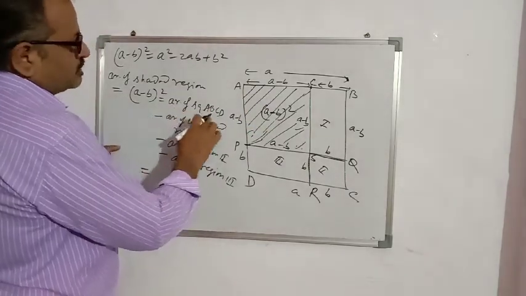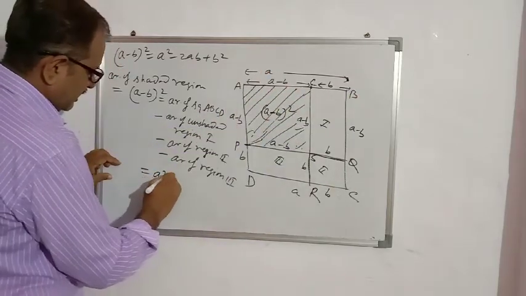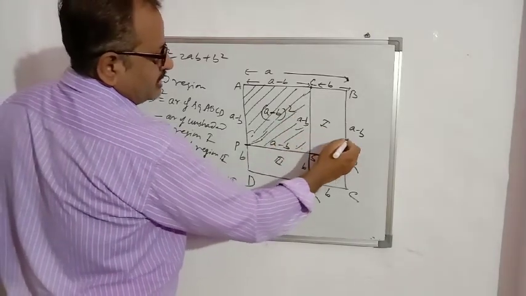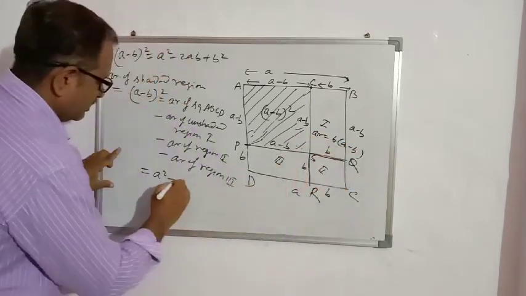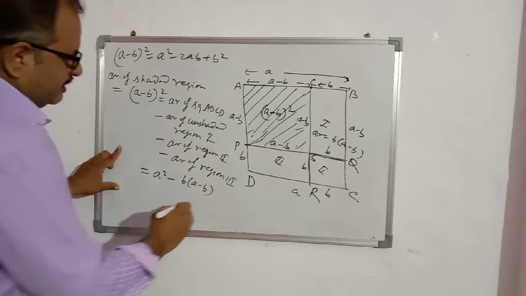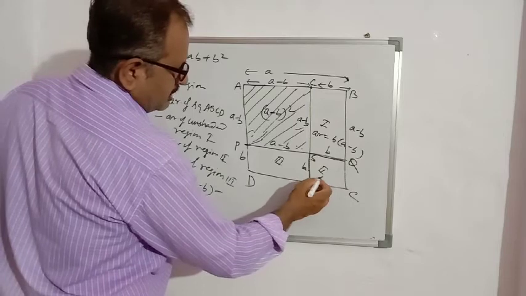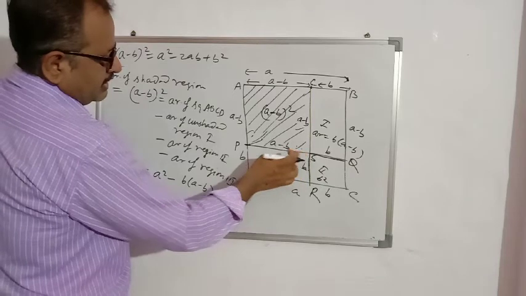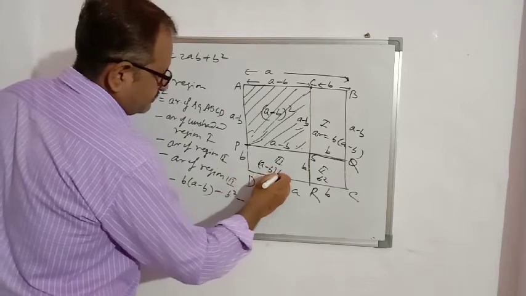So what is the area of square ABCD? What is the length of the side of square ABCD? a. So it is a square minus the area of unshaded region first. It is a rectangle. What will be the area? b into (a minus b). So b into (a minus b), minus the area of second. Second is also a square, b into b, so it is b square, minus the area of third region. It is again a rectangle. a minus b is the length, b is the breadth. So the area will be (a minus b) into b.